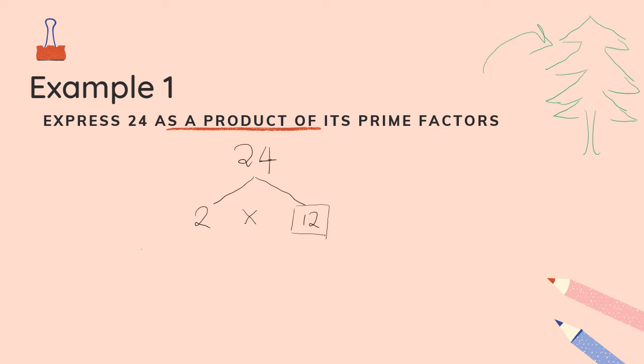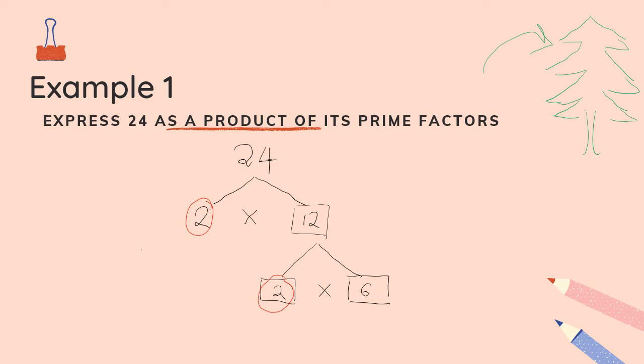But how about 12? Can you branch out 12 further? What times what gives 12? What number times what number gives 12? All I can think of is 2 times 6. Now, 2 is already a prime. So it helps if you circle out the prime. So this is prime. This is prime. Now, how about number 6?